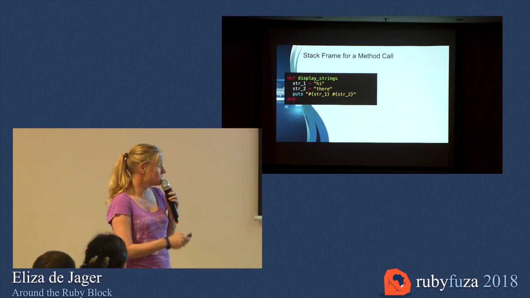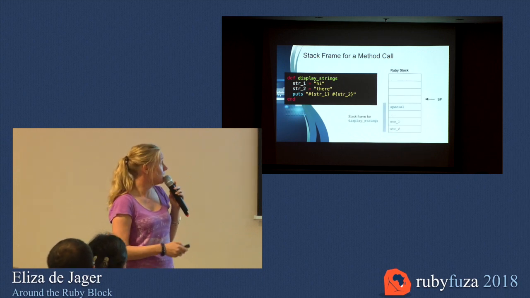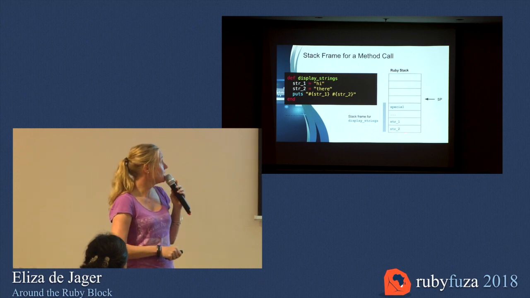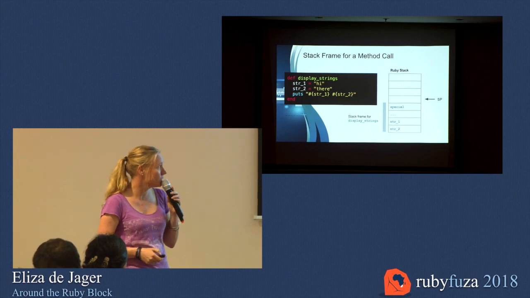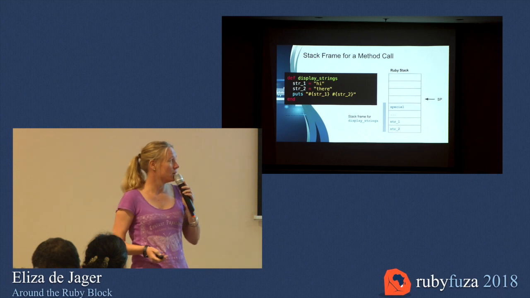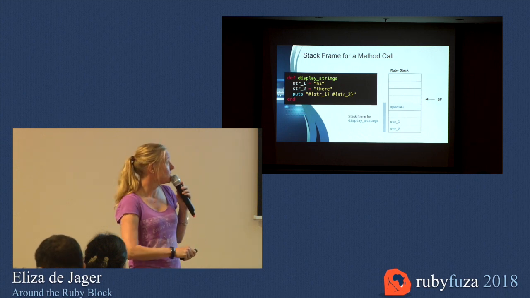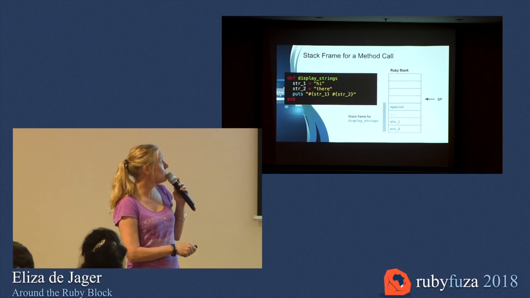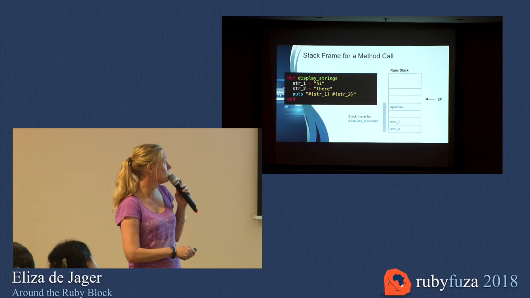If we want to take a look at what happens on the stack when we call display strings, you will see that, as expected, a stack frame gets created on the stack. It has slots for local variables string 1 and string 2, and any arguments that you pass to the method when you called it. In this case, there aren't any. Then I've got 3 dots there to indicate there's some other housekeeping work that gets done as well. And then Ruby also creates a special slot for the method call.